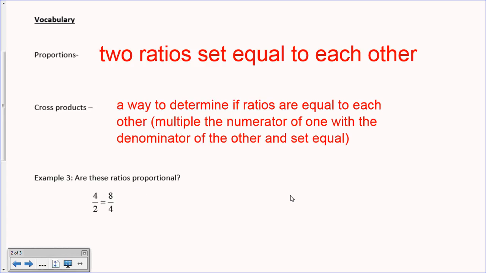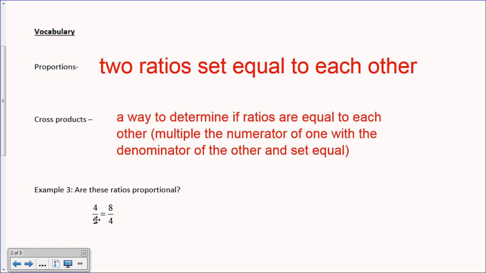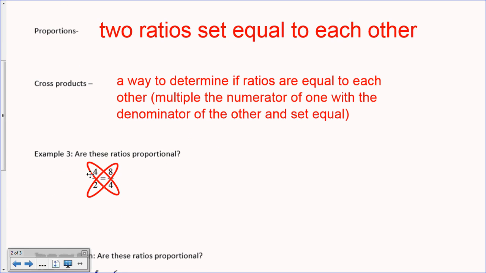Example 3, actually. We need to check to make sure these ratios are proportional. So if that's true, this actually should be equal. So what we do is we multiply the numerator of the first one with the denominator of the second, and then we also multiply the numerator of the second with the denominator of the first. I know it looks very confusing. So we write out what the multiplication is. We're doing 2 times the 8, and it's still supposed to be equal because we have that equal sign in the middle. It's supposed to be equal to the 4 times the 4.